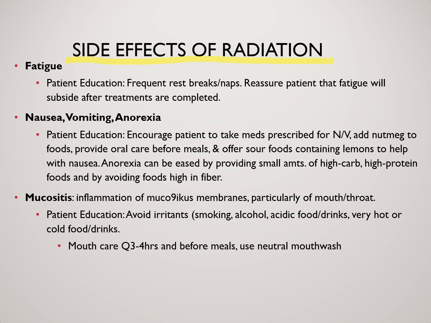Mucositis. This is an inflammation of the mucous membranes, particularly of the mouth and the throat. This is very commonly seen after radiation. Remember that radiation not only attacks cancer cells, but all rapidly dividing cells, such as the cells of the mouth and the throat, which start to break down and inflame. You can see mouth ulcers and things like that. Teach your patients to avoid irritants like smoking, alcohol, acidic food or drinks like orange juice, and very hot or cold food or drinks.